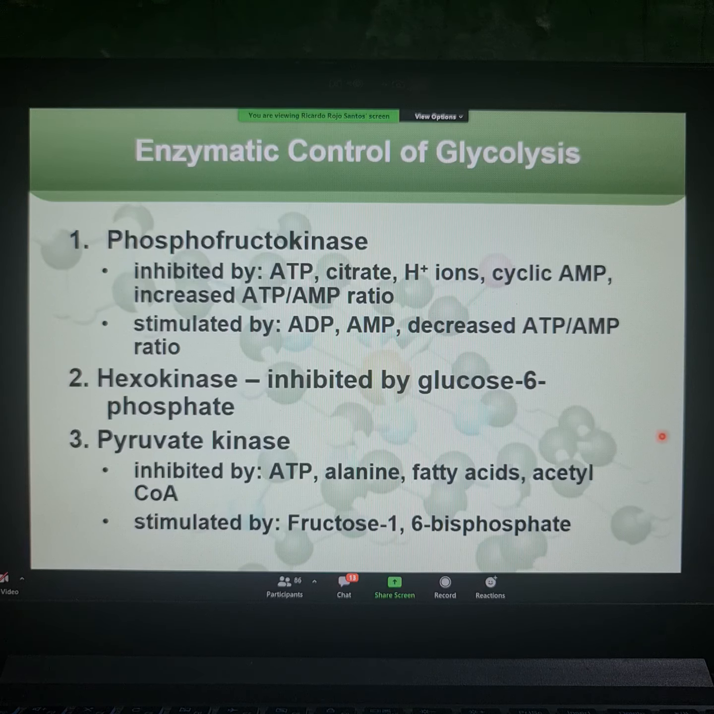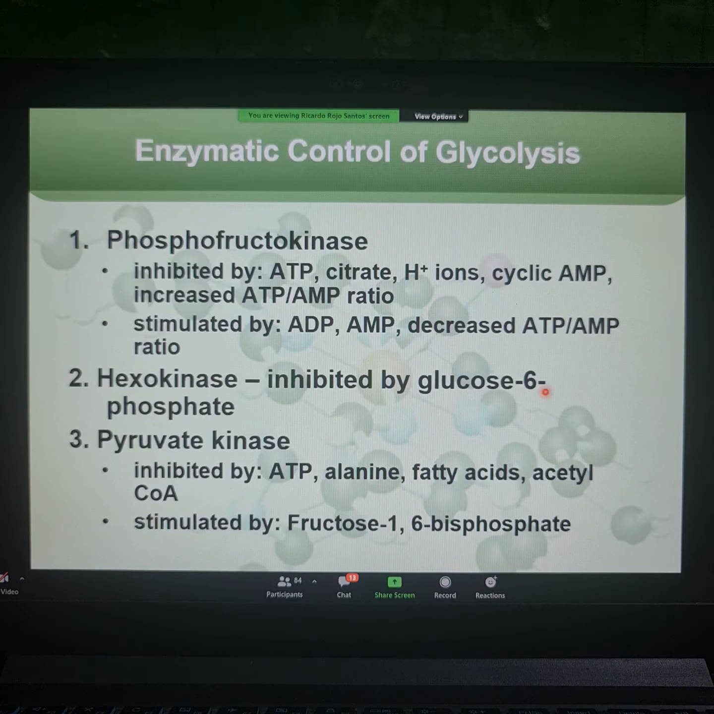Okay? Now, on the other hand, how will you know that the cell is undercharged of energy? When there is plenty of ADP, AMP, which are the byproducts of ATP hydrolysis. Decreased ATP/AMP ratio means you have high AMP and lower ATP. Although you can still have higher ATP, in general you have higher AMP compared to ATP before. Okay? Decreased ATP/AMP ratio.